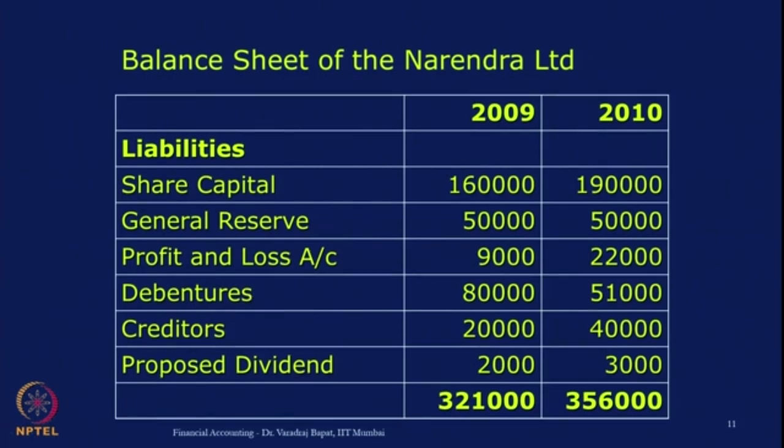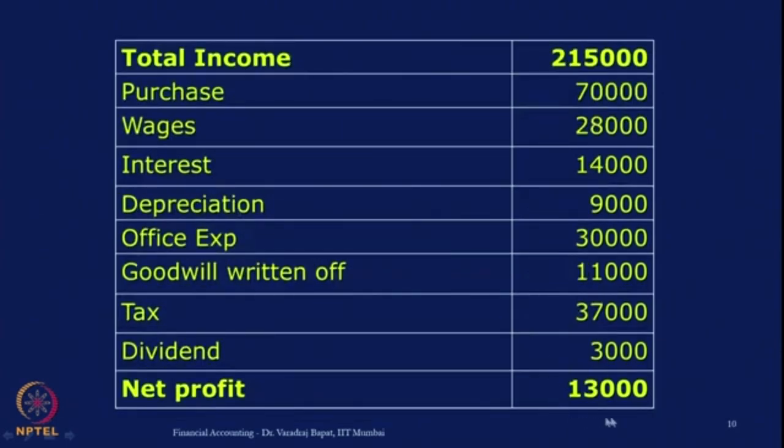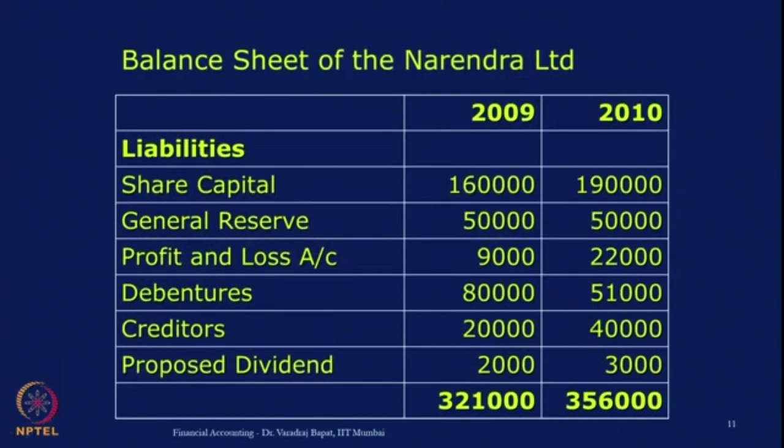This is the balance of the P&L account, which has increased from 9000 to 22000. So, which type of item is it? Actually, if you do 22 minus 9, there is an increase of 13000. You can see net profit here. Actually, this is not even net profit, this is the profit which is transferred to the balance sheet. So 13000 is added to the balance of P&L in the balance sheet.